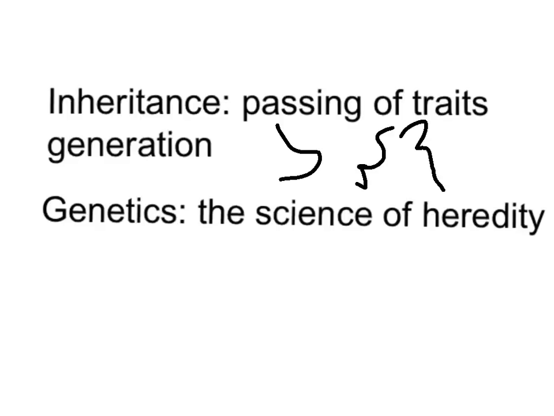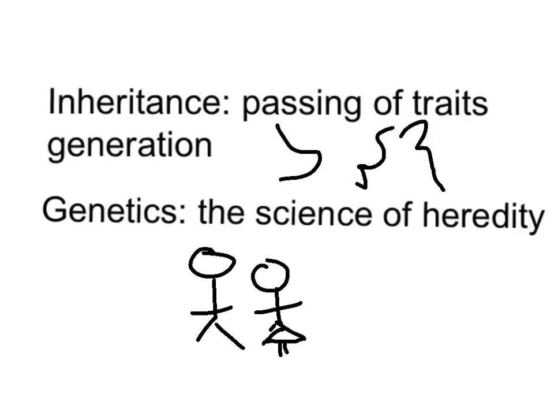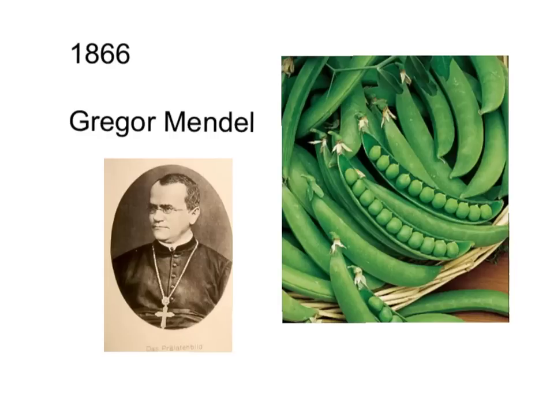Genetics is the science of heredity, so the way in which we study how traits get passed from one generation to the next generation. Remember that I called this Mendelian genetics. This is named after a famous scientist named Gregor Mendel. He published important work about genetics in 1866. He was born in 1822 and died in 1884.